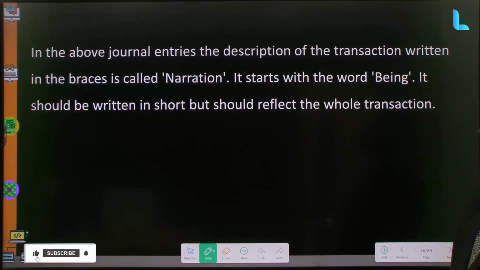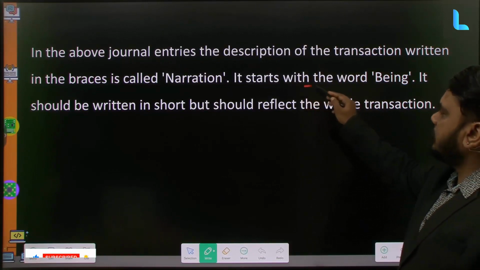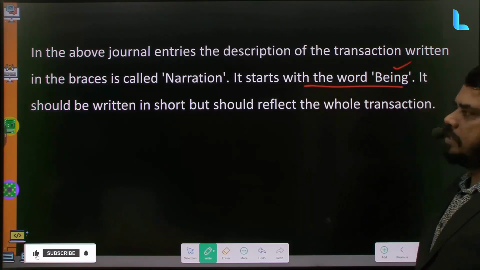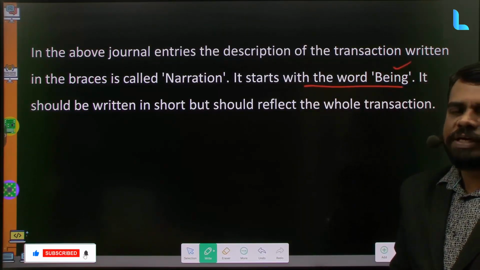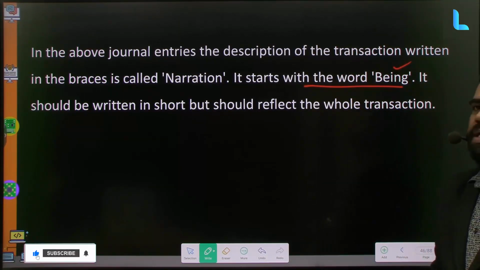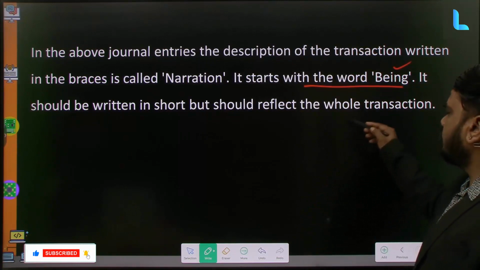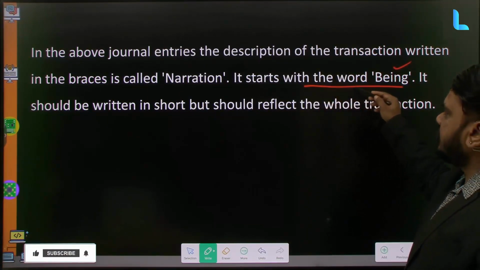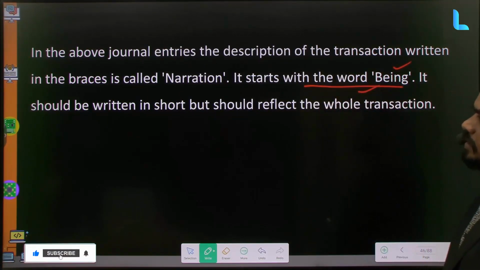We pass on. So in every journal entry, the narration will actually always start with the word being. And what is the narration? We can mention it: being cash paid to or being cash received. So this is the example of how we can generate the narration for the transaction.